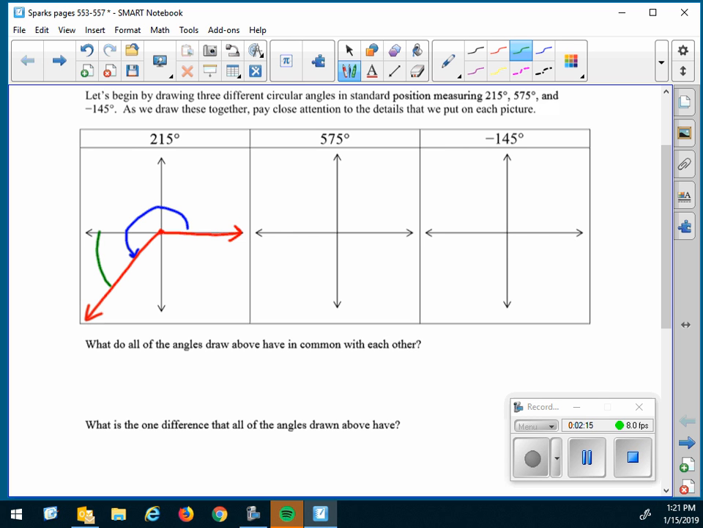215 minus 180? What's that? 35. Try 35. Daly, how'd you get 35? What did you do? Why did you pick 180?